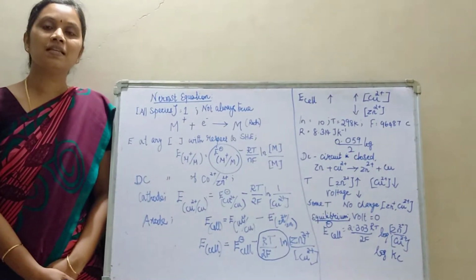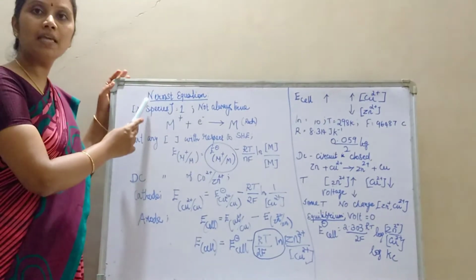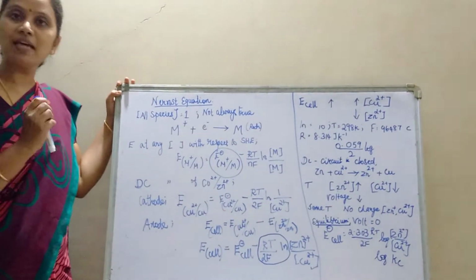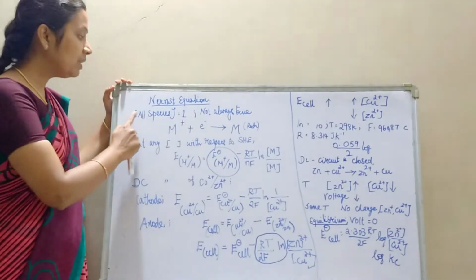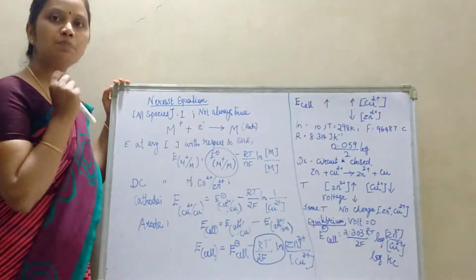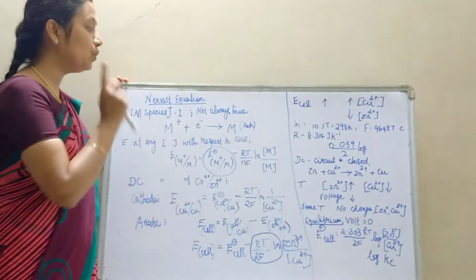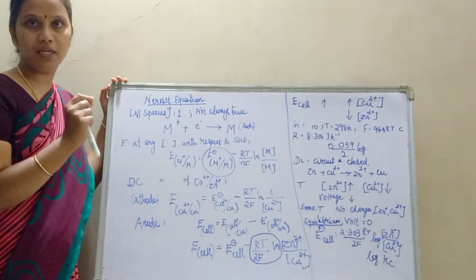Good morning students. We are back to chapter 3, electrochemistry. Today we are going to see about the Nernst equation. We have already seen about the standard electrode potential. What is standard electrode potential? When the concentration of all the species involved in the reaction is equal to unity, then I will be calling that the standard electrode potential.